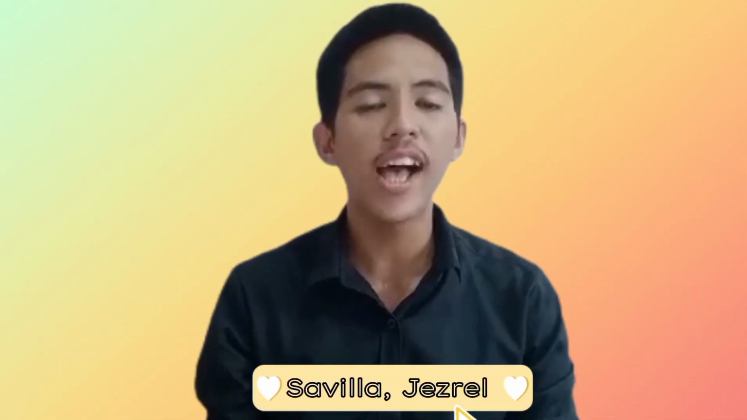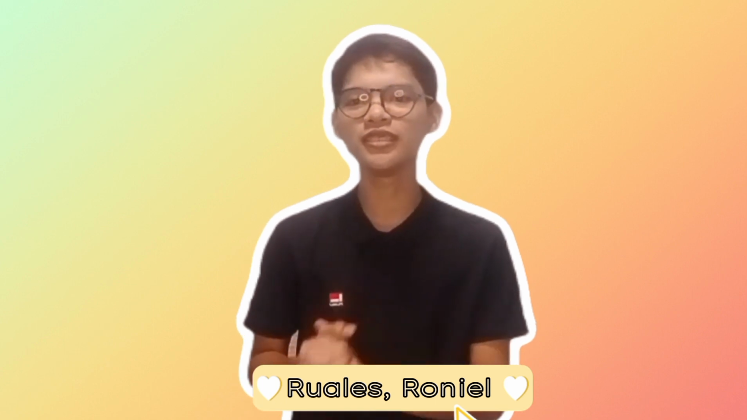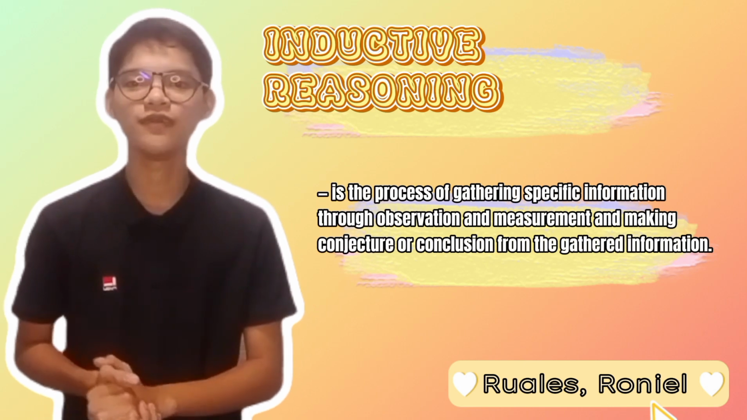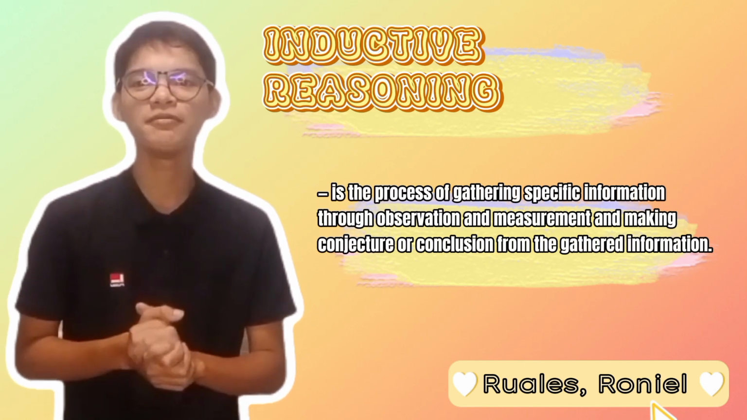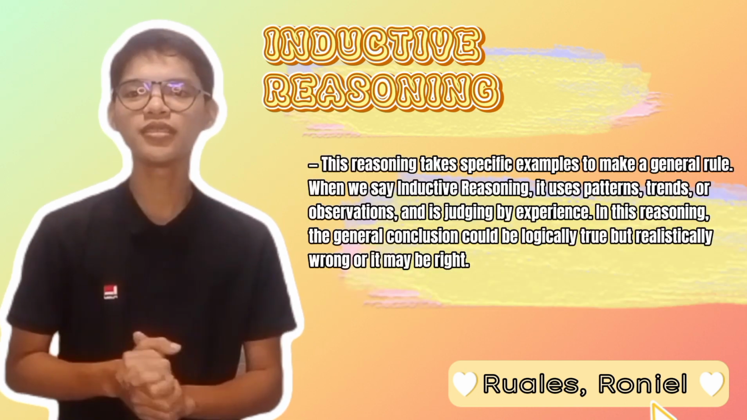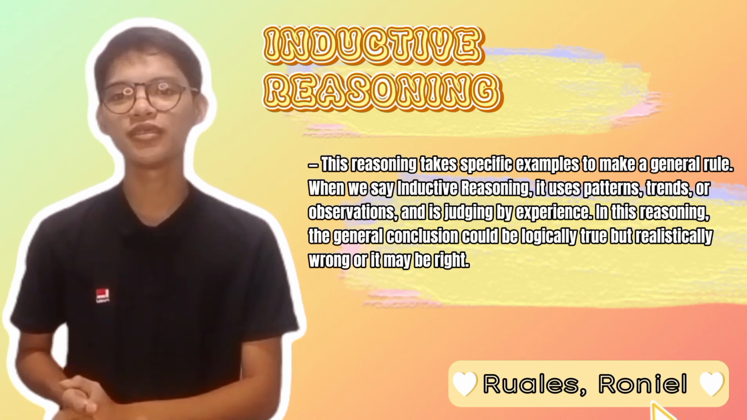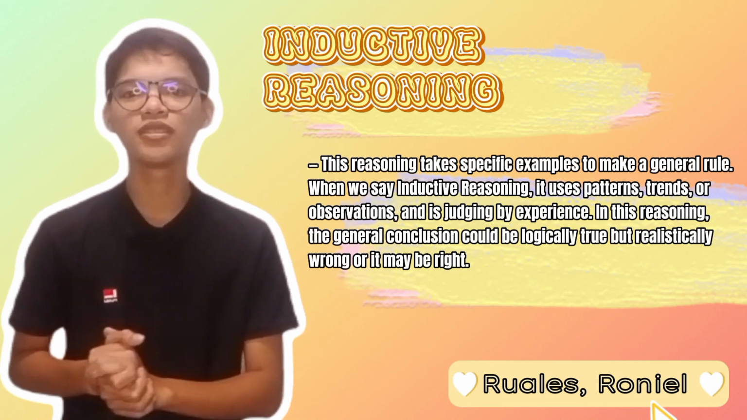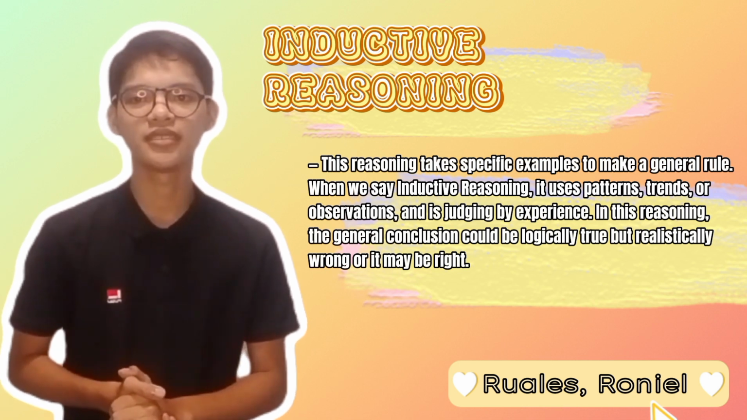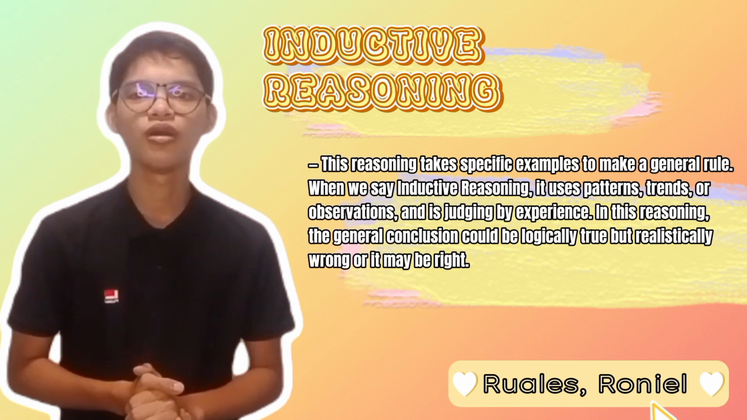Let's hear it from Mr. Ronel and Miss QJ. Thank you so much, Mr. Jersey. Now, Ka-Mathematica, let us understand what inductive reasoning is in its distinctiveness. Inductive reasoning is the process of gathering specific information through observation and measurement and making a conjecture or conclusion from the gathered information. This reasoning takes a specific example to make a general rule. When we say inductive reasoning, it uses patterns, trends, or observation, and is judged by experience. In this reasoning, the general conclusion could be logically true but realistically wrong, or it may be right.